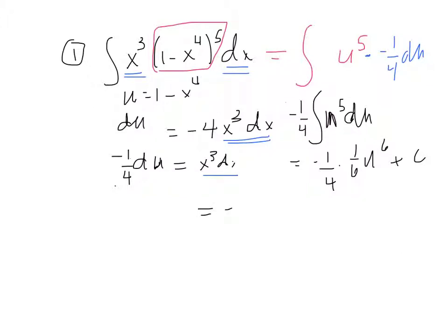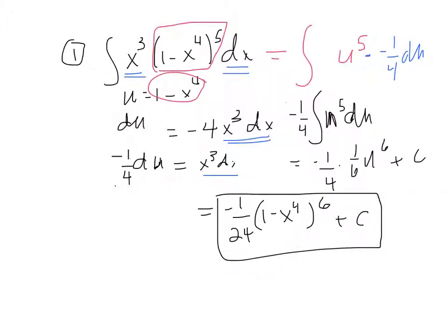So my answer is negative 1 over 24, and it was u to the sixth, but remember, u is 1 minus x to the fourth. So I have 1 minus x to the fourth to the sixth, and then plus c. And that is your answer.